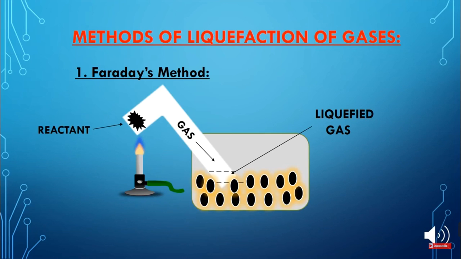Some important methods for the liquefaction of gases are: number 1, Faraday's method. In this method, the cooling is produced by using a freezing mixture of ice and various salts. Gases like sulfur dioxide, carbon dioxide and chlorine etc. can be liquefied by this method under their own pressure.